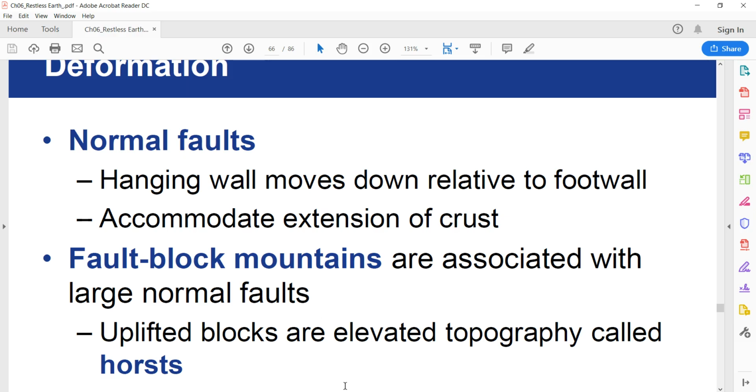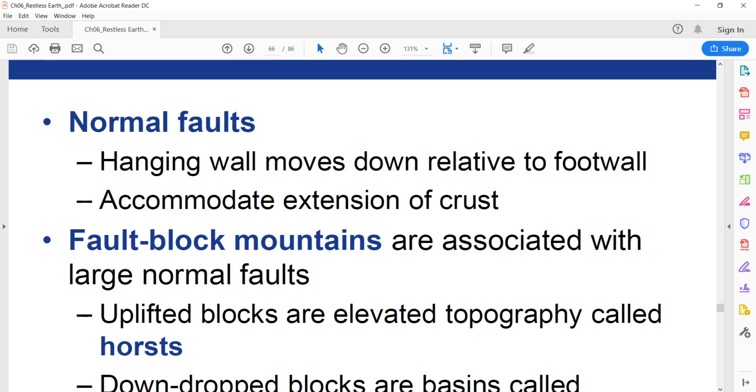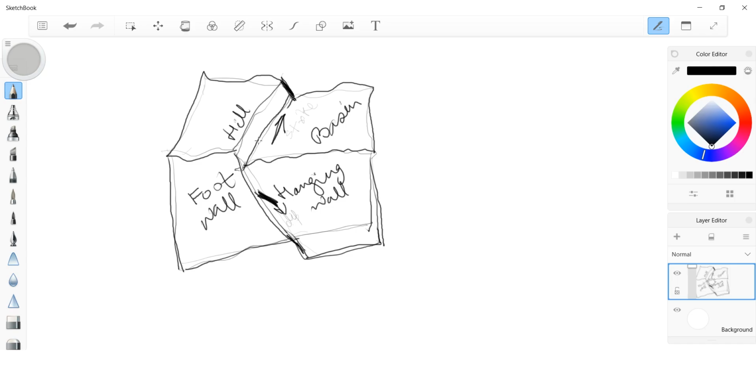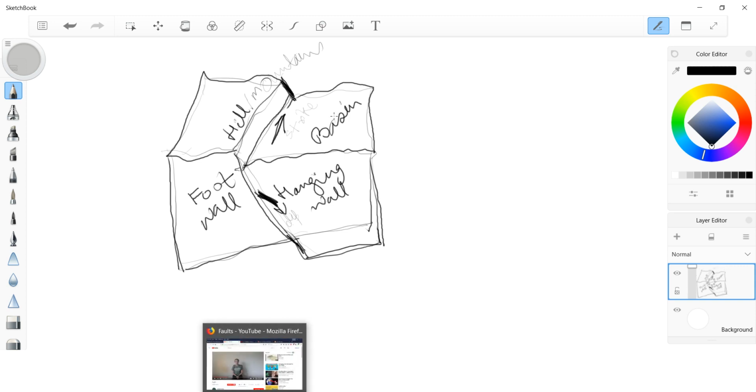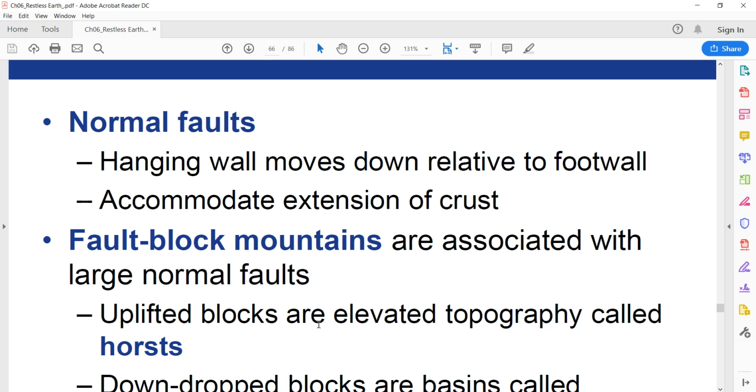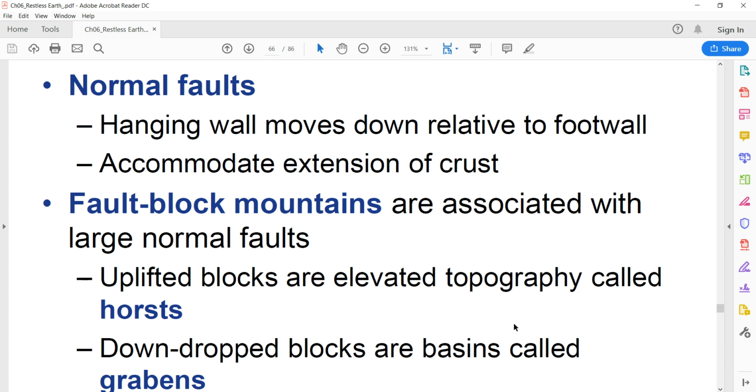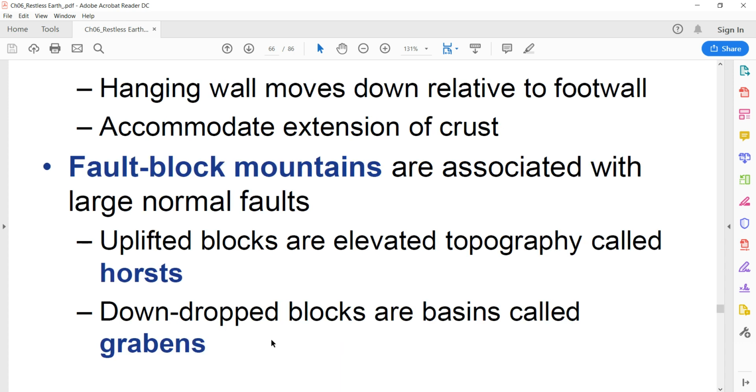Fault block mountains are associated with large normal faults. So when you have large normal faults, these hills can be very high, and then you can call them mountains, depending on how much this hanging wall has moved downwards. That will give you a much higher hill or mountains here, and then you will have a much deeper basin as well. So those are the terms here. Uplifted blocks are elevated topography called horst and grabens.